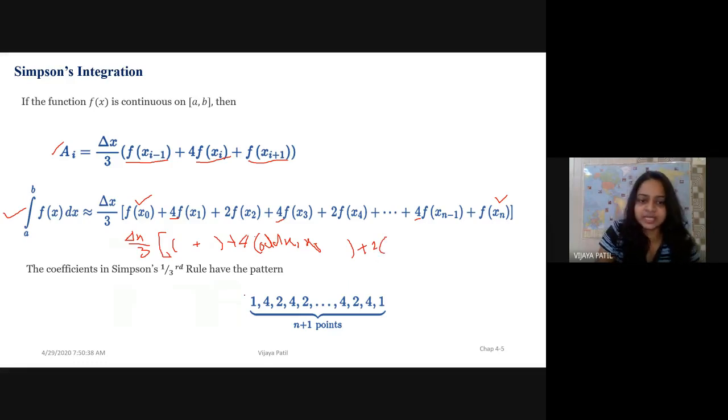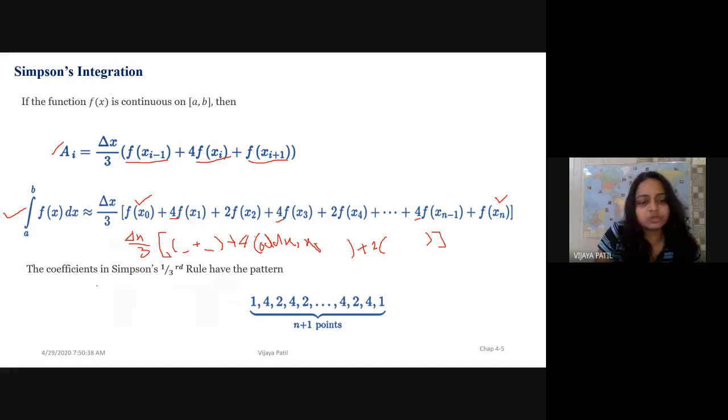I have collected the first term here, the last term here, and 4 times the odd terms here. So the odd coefficient is as in f of x1, f of x3, f of x5, and so on. 2 times f of x2, f of x4, f of x6, and so on. You'll be getting it in this, and this is what I'm going to get at the end. So this is nothing but, you can just club it for your understanding.